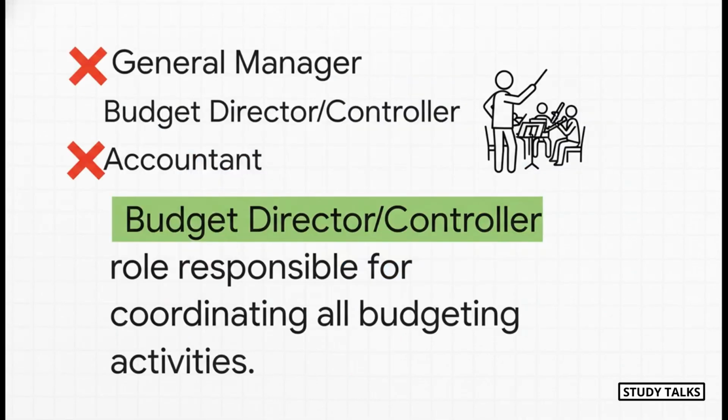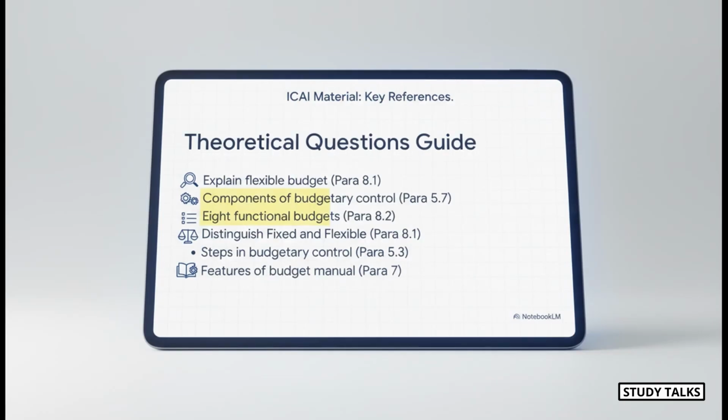And the correct answer is B, the budget director or budget controller. And this is important. While others are involved, there's usually one senior person whose entire job is to coordinate this whole complex process. It's a dedicated role, and that's a key thing to remember about how this is structured in a large organization.